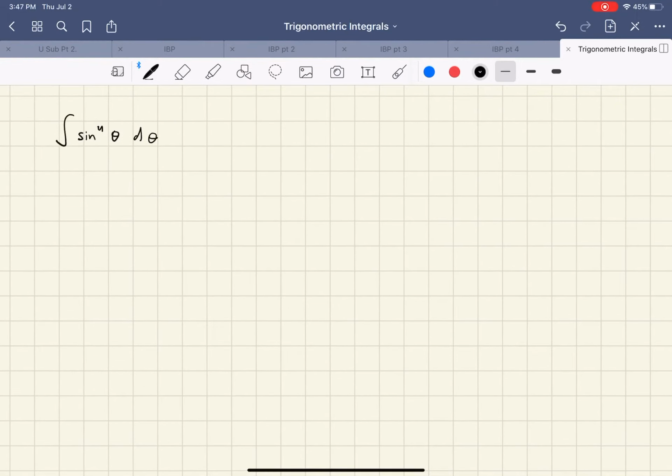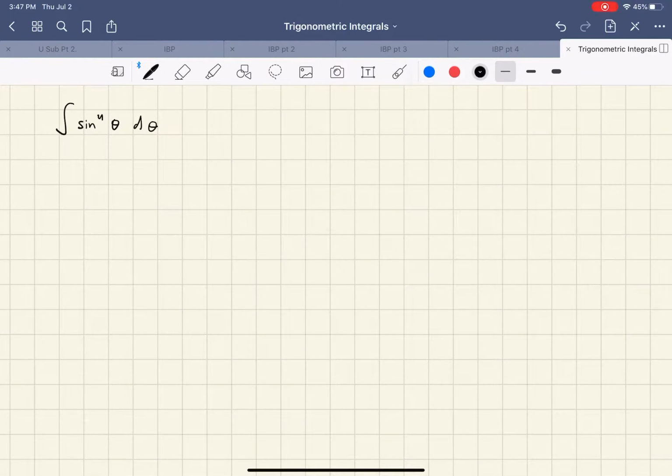Let's begin. With the example we have today, it will be the integral of sine to the fourth theta d theta. One important thing to notice is that the variable is theta. I want to show you guys that there's a variety of variables I can use. It doesn't always have to be x. It could be sine to the fourth w, dw. We usually use x, but I'll be using theta today, just to switch it up a bit.